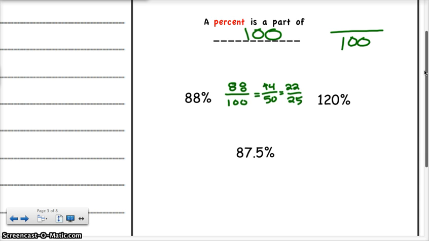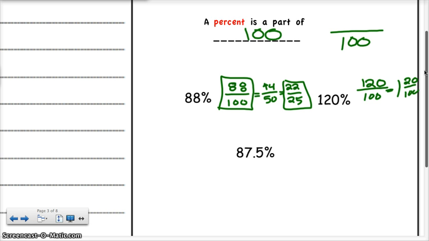Now clearly if you got an 88% on the test, this is how I look at it, but this is a more simplified version, okay? 120%. 120 over 100, which is 1 and 20 over 100, which is 1 and what? 1/5. Thank you. 1 and 1/5. Divide them both by 20.